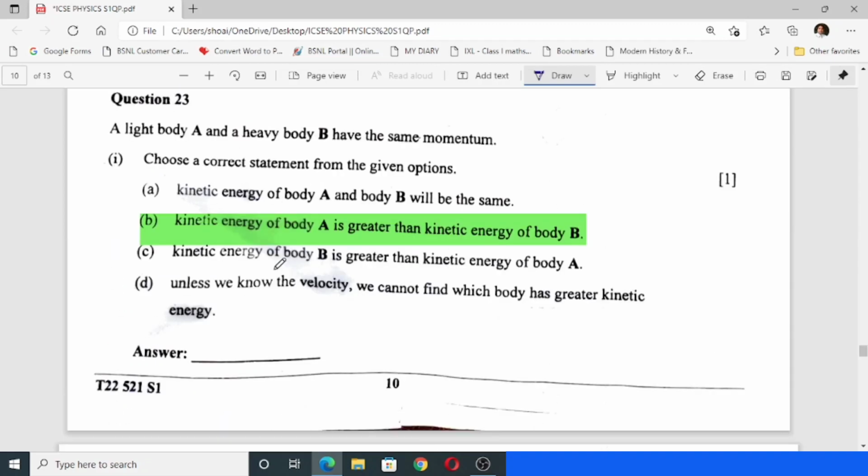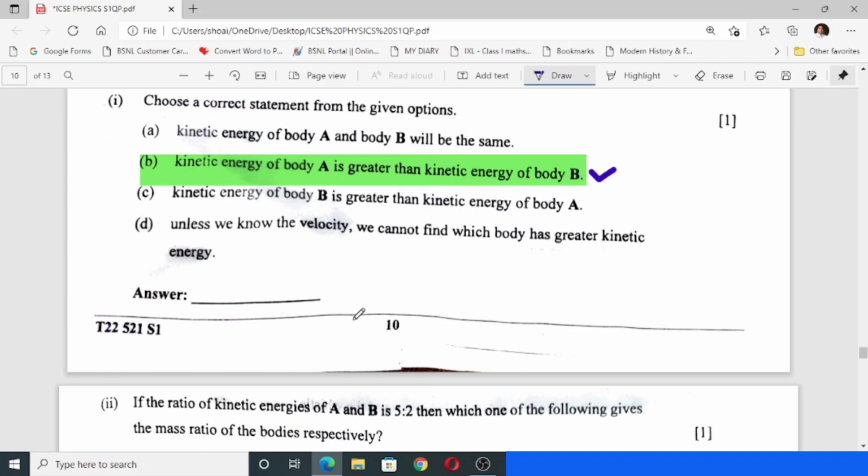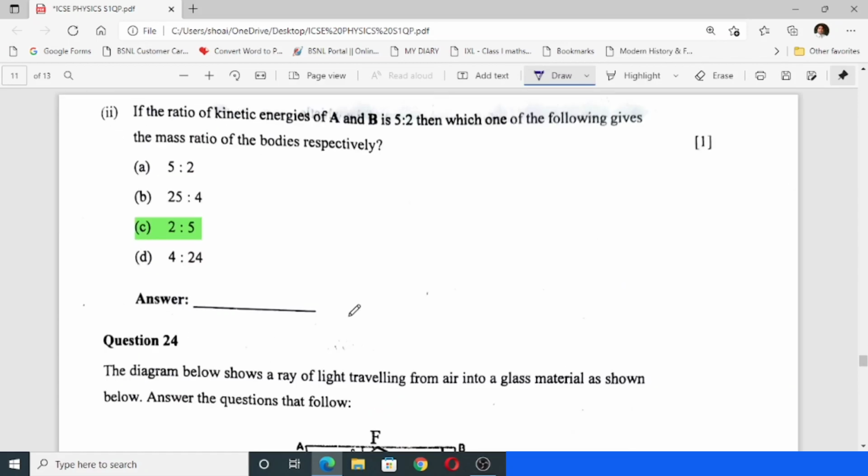Question number 23, the light body A and heavy body B have the same momentum. Choose the correct statement from the given options. B is the correct option: kinetic energy of body A is greater than kinetic energy of body B. Now question number 23, part 2. If the ratio of kinetic energy of A and B is 5:2, then which one of the following gives the mass ratio of the bodies respectively? The answer is C, 2:5.